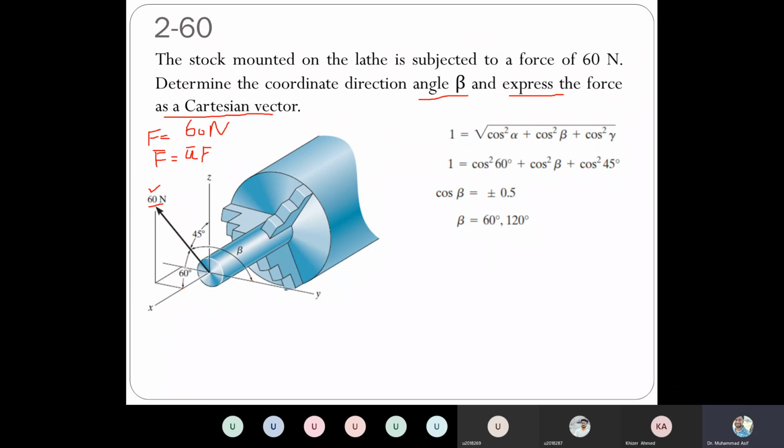From the x-axis to the z-axis is 90. Similarly, the z-axis to the y-axis is how much? 90, because these are perpendicular to each other. So that means the total angle possible is 180.